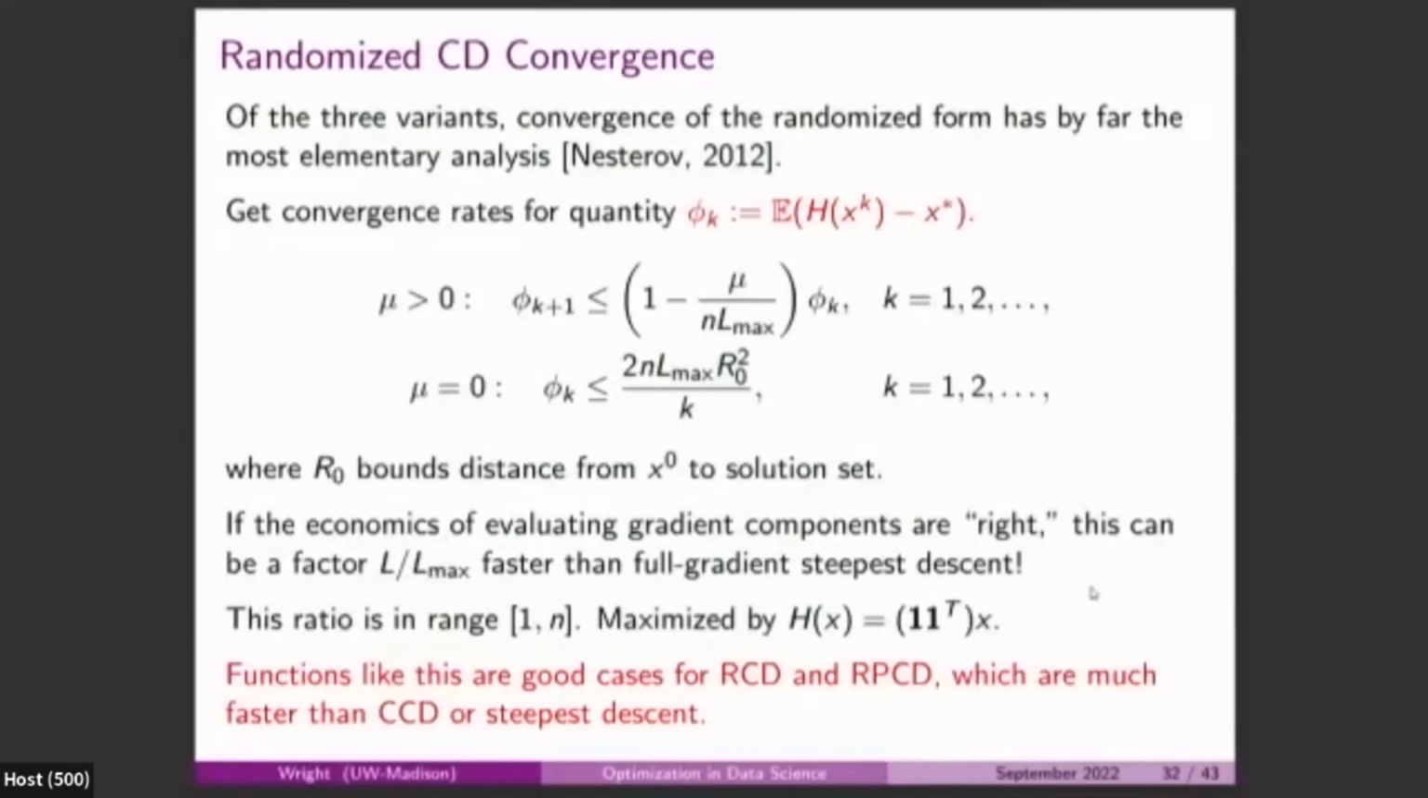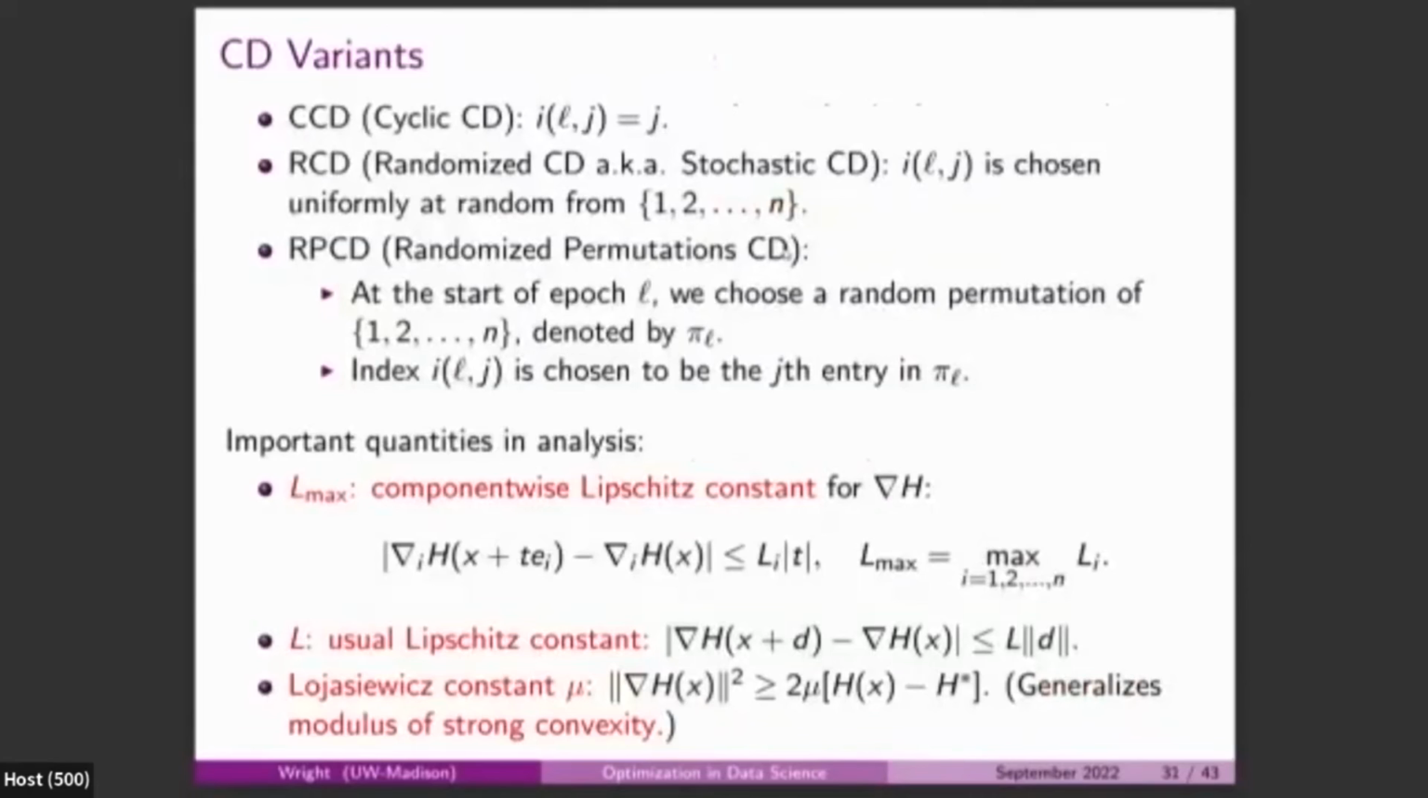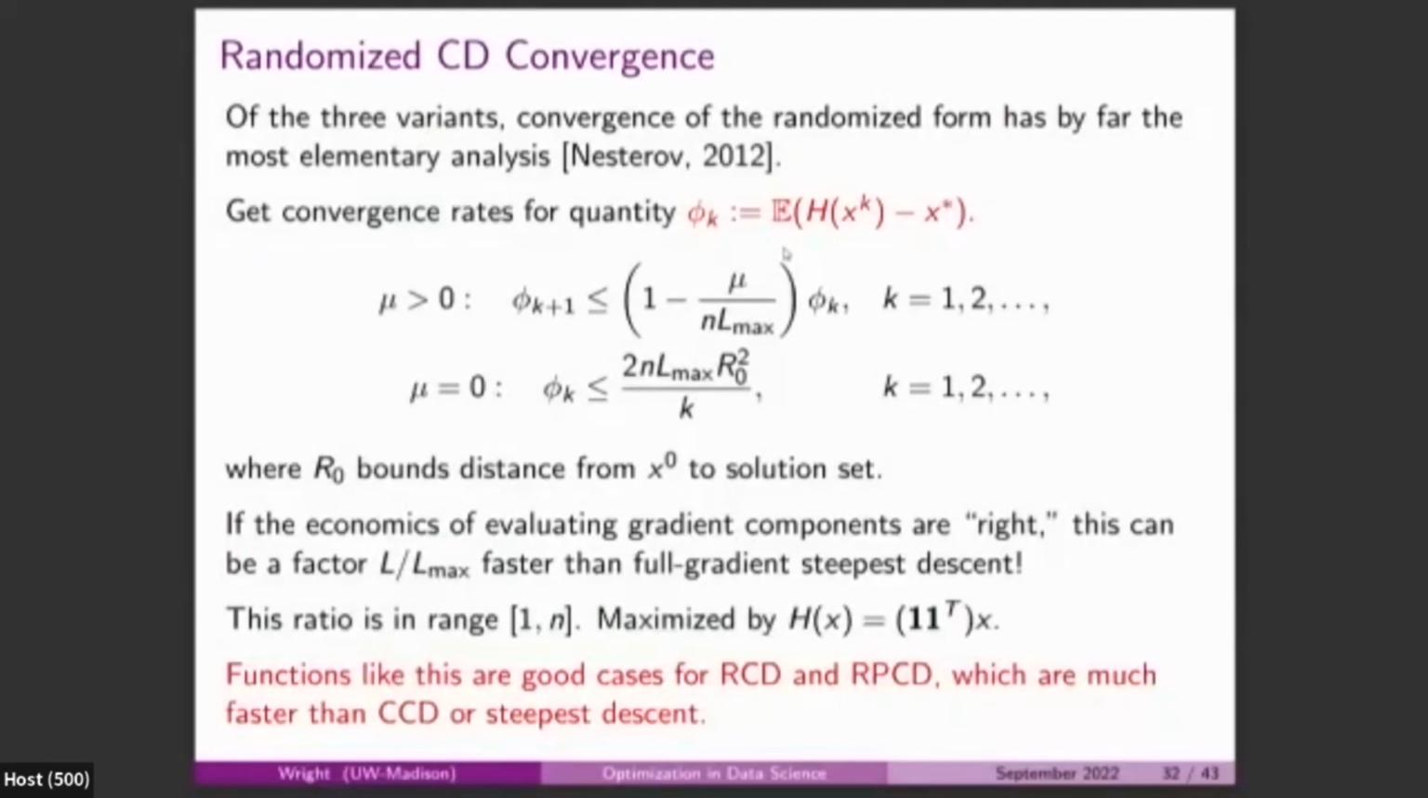The first one is from Nesterov's 2012 paper, where he's actually able to show that the bottom line is that you get this 1 over k convergence, which is the same sort of convergence rate you get for steepest descent, but the difference is the numerator has an L_max in it rather than an L. So remember, L is the Lipschitz constant for the full gradient. L_max is the max of the Lipschitz constants for the individual components of the gradient, okay? And that can be a lot smaller. It can be smaller by a factor of up to n, okay? So you can potentially get a much smaller constant in the convergence expression for the function.